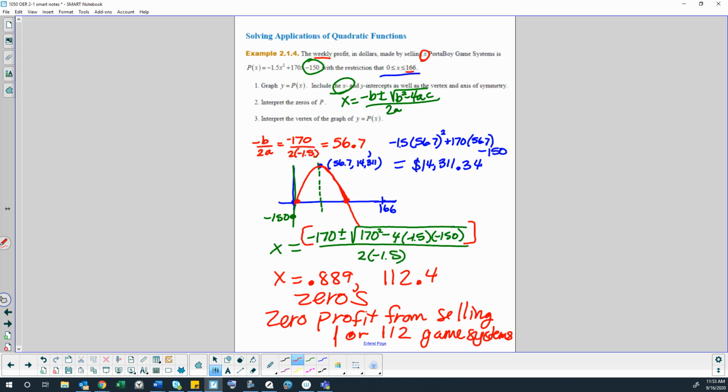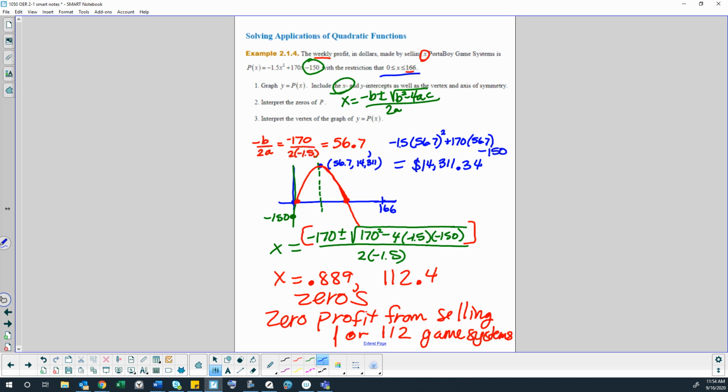Because this equation represents profit, and x is the number of game systems. So if x equals 0.889, that's really close to 1. And 112 is what we got for the other one. I just kind of rounded it, because we're not going to sell 0.4 or 0.9 game systems, right? So that's why I just rounded it to whole numbers. So our zeros are telling us if we sell 1 game system or 112 game systems, we're going to have 0 profit. Why would it be possible to sell stuff and still have 0 profit, not make any money? Production costs. Perfect.